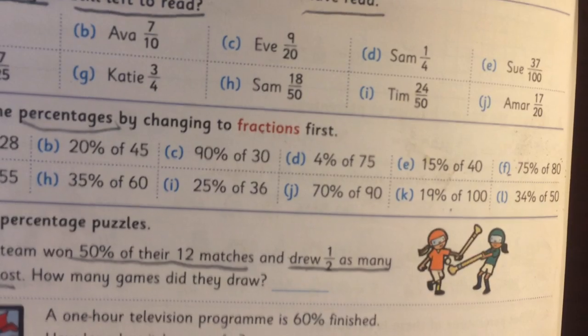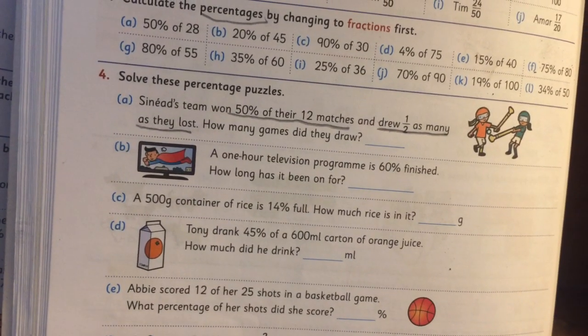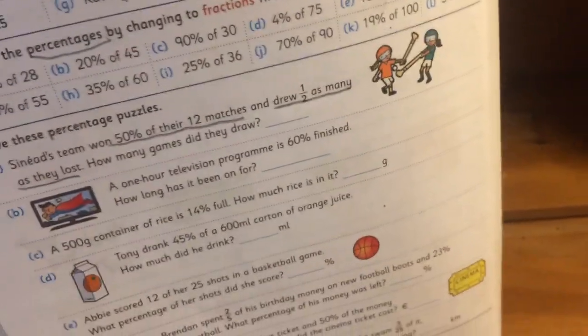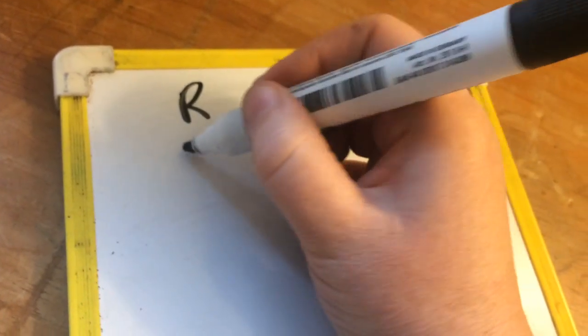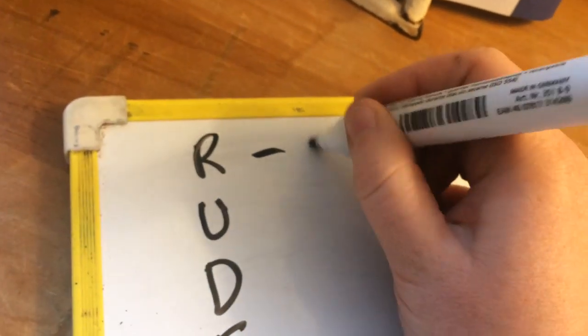Change them to a fraction first. Now, after that, it's solve the percentage puzzles. Okay? Now, some of them are hard, some of them are easy. All I'm going to say to you is remember this. Follow your RUDE method.